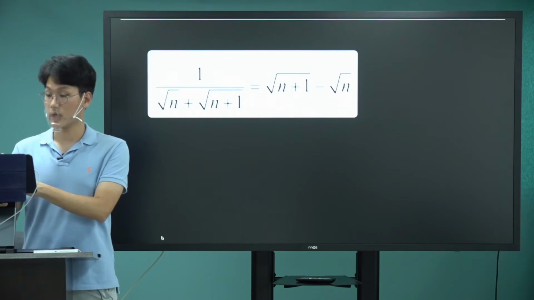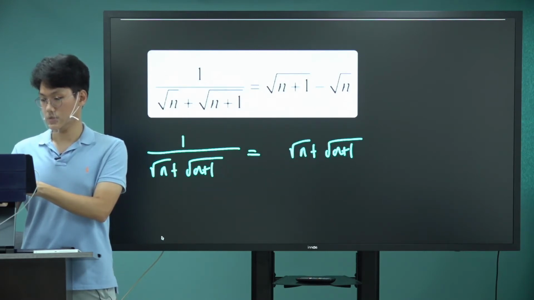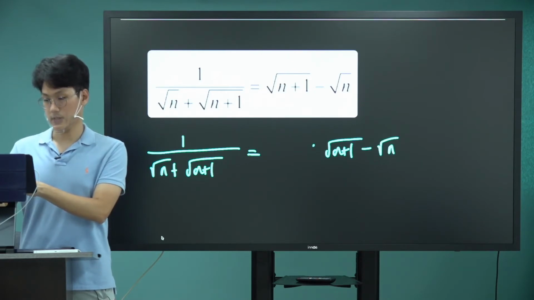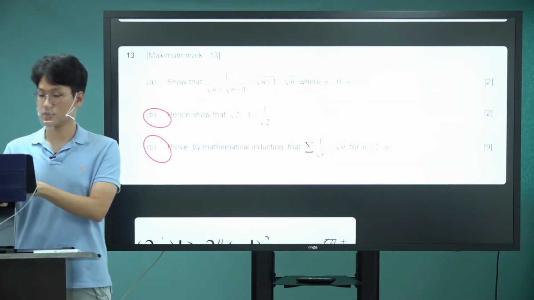So I'm going to write it for you because of the contrast. 1 over the square root of n plus the square root of n plus 1 is the same as the difference of such terms. Oh, wow. That is what I have. I'm very happy. And then what we had to prove is the following.